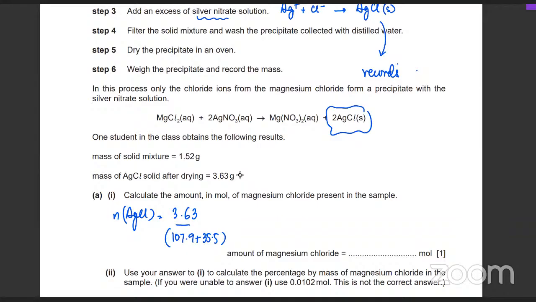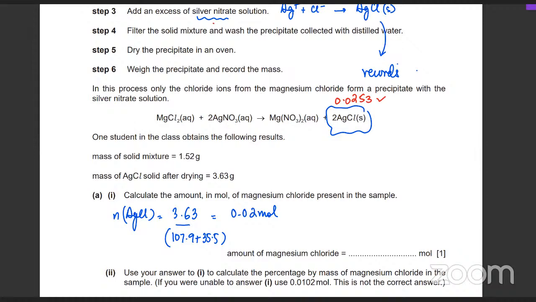Okay, so the Ag value is fine. So you're getting 0.02 moles of AgCl. Was there anything else after 0.02? 0.02531. So always remember three significant figures. So 0.02531. Okay, so I'm going to take 0.0253 moles.